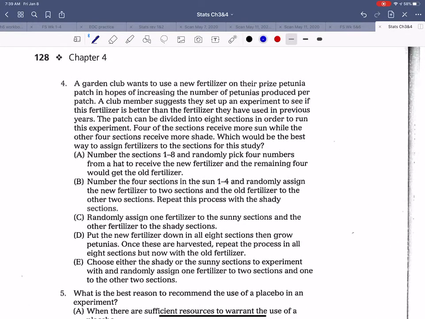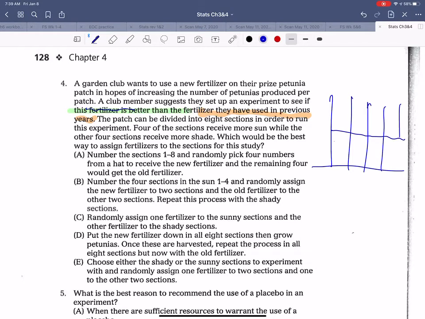Question number 4, a garden club wants to use a fertilizer on their prime petunias to increase the number of petunias produced per patch. A club member suggests that they set up an experiment to see if this fertilizer is better than the fertilizer they've used in the past. The patch is divided into 8 sections in order to run this experiment. So here's the patch.